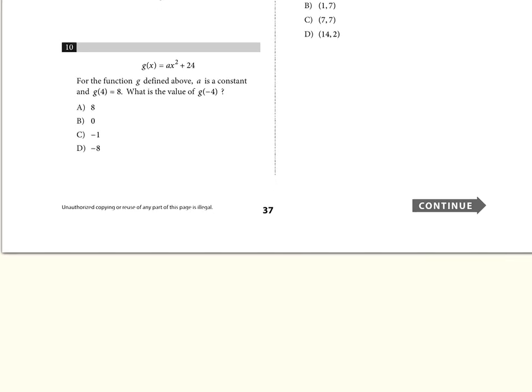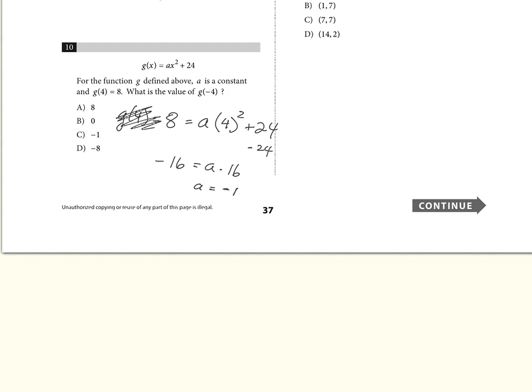Problem 10 tells you that g of 4 is 8, and then they ask you the value of g of negative 4. So let's go, g of 4 is 8, which is going to equal a, and then we replace x with 4, plus 24. And so we don't really need that anymore. And so I'm going to subtract 24 from both sides, getting negative 16 equals a times 16. Clearly a is equal to negative 1.